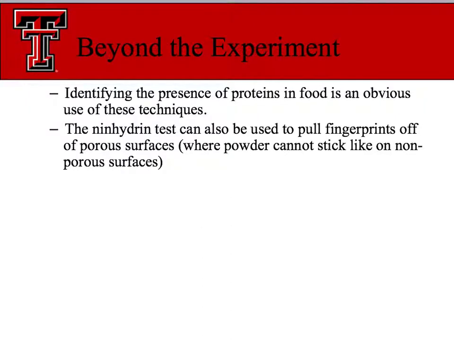Beyond the experiment, identifying proteins is obviously something very interesting in food science and things like that. Specifically though, the ninhydrin test is also used to pull fingerprints off of porous substances where powder can't stick, like on non-porous substances. This does that by creating that nice purple color on the oils and the amino acids in the oils off of our skin on porous substances, and then we can see it with imaging devices. So you can see this experiment has a lot of different uses.